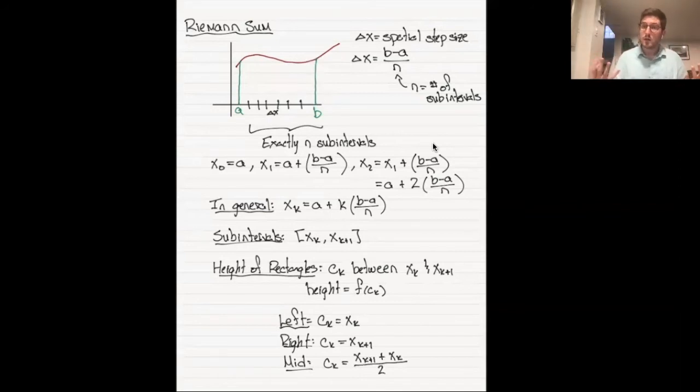There are lots of ways you can do this. Just like with the delta x, you can choose a different method for finding the c_k's for every single subinterval. It's completely up to you, but I would recommend not making your life miserable in this case.